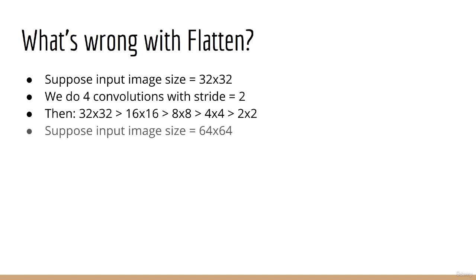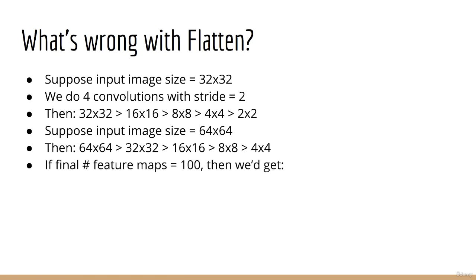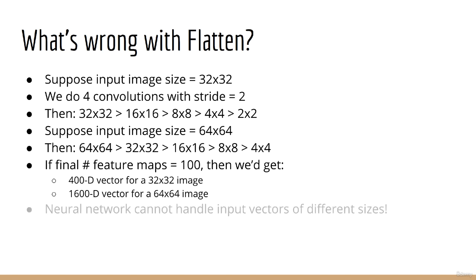But now let's say we have an input image of size 64 by 64. In this case the output after 4 convolutions would be 4 by 4. Let's say for simplicity's sake, the number of output feature maps is 100. Then, for the 32 by 32 image, doing a flatten operation would yield an output of size 2 by 2 by 100, 2 times 2 times 100, which is 400. For a 64 by 64 image, doing a flatten operation would yield an output size of 4 times 4 times 100, which is 1600. And of course, a feed-forward neural network is not capable of handling vectors of different sizes.